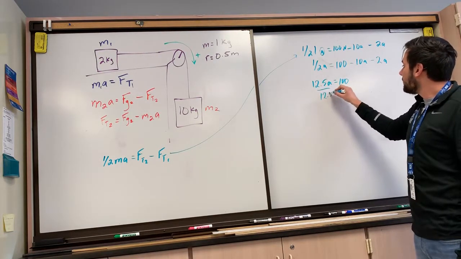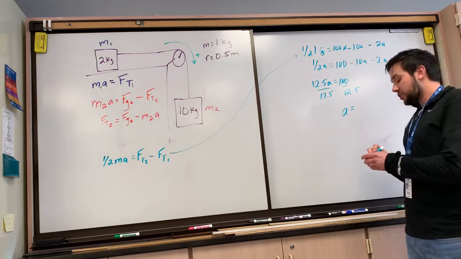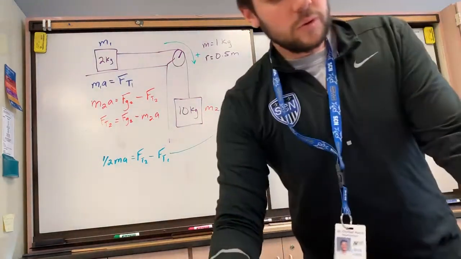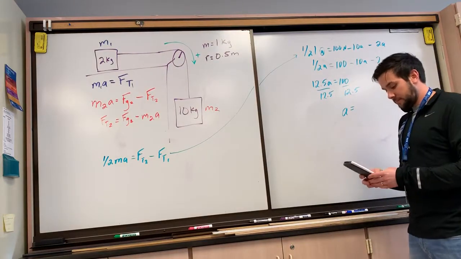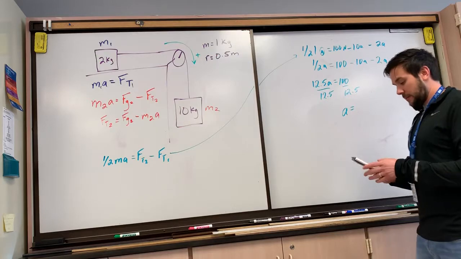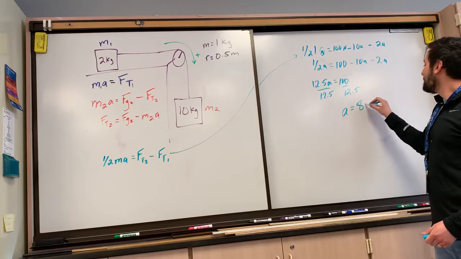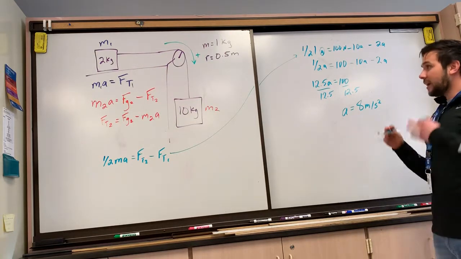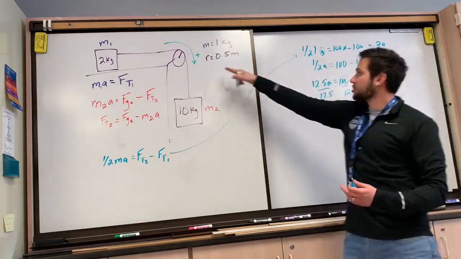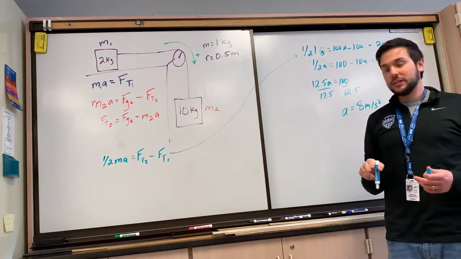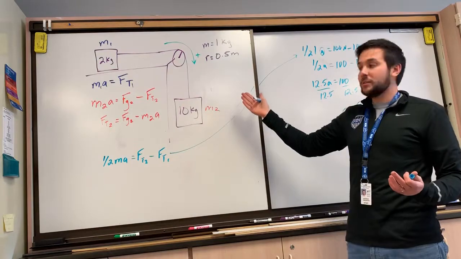Divide by 12.5, and you find your acceleration to be 100 divided by 12.5, which is 8. Probably should have done that in my head. 8 meters per second squared. And what direction is that? Well, we set this as the positive direction. We ended up with a positive value, so we know it's going to be accelerating that direction, down with the 10 kilogram mass. And just observationally, you know that was probably going to be the case.